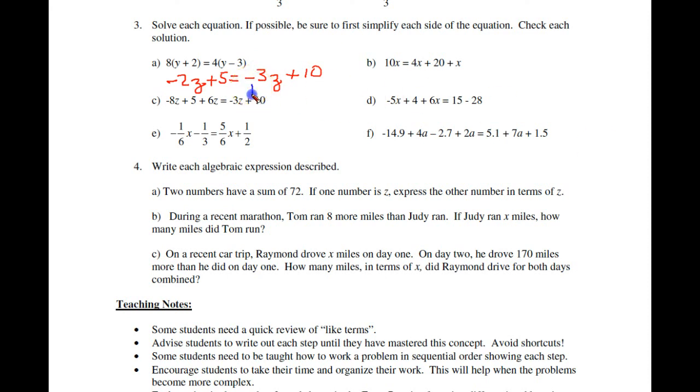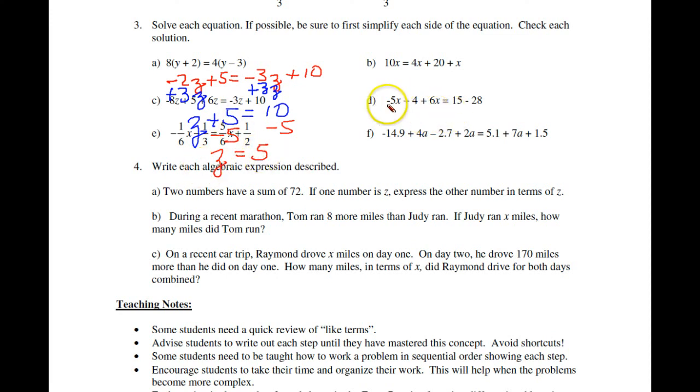Well, I would add 3z to both sides. So this leaves me with a z there. I will then subtract 5 from both sides right here. And it's important to keep track of your signs. And then z equals 5 for this one.